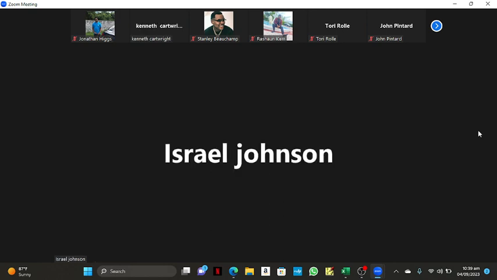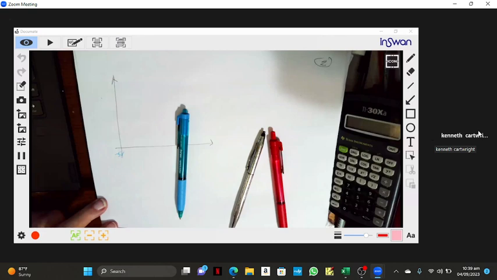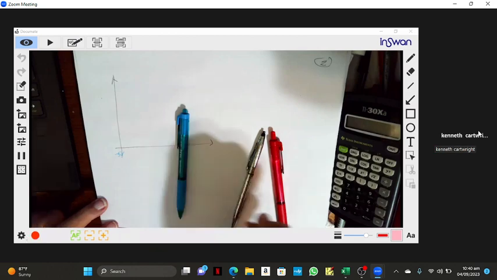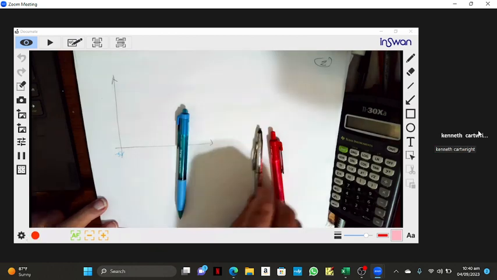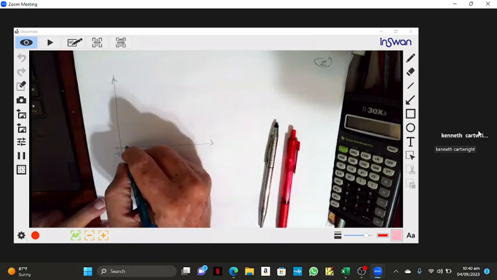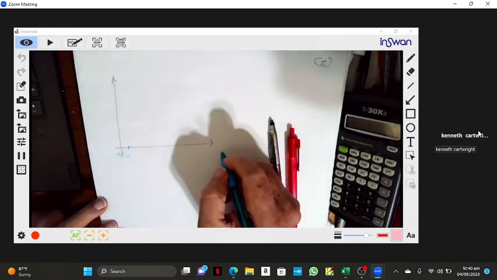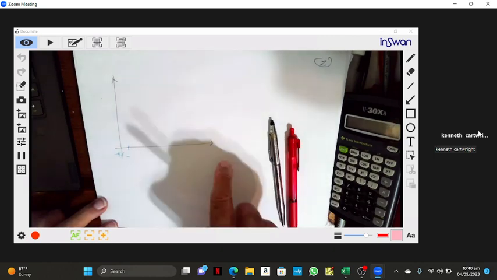Are you supposed to be sharing your screen right now? Yeah. Okay. I'm going to leave the volts off because I can put the unit on the X label.